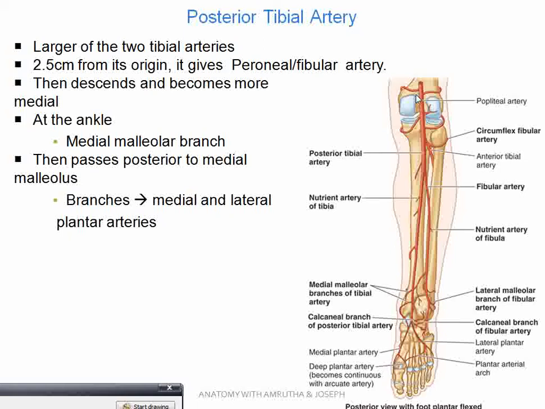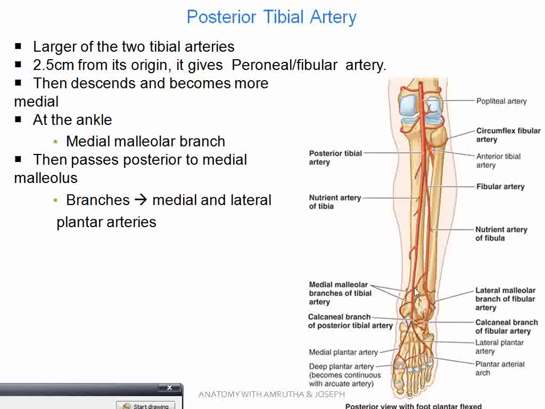Now the posterior tibial artery. So the popliteal artery divides into the anterior tibial artery and the posterior tibial artery. The posterior tibial artery is the larger of the two tibial arteries, so it is quite larger than the anterior. 2.5 cm from its origin, it gives another branch called the fibular artery. Then it descends and becomes more medial. It is seen more medially, placed towards the medial aspect.